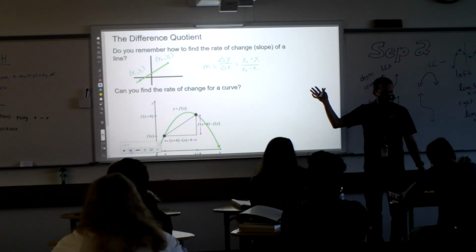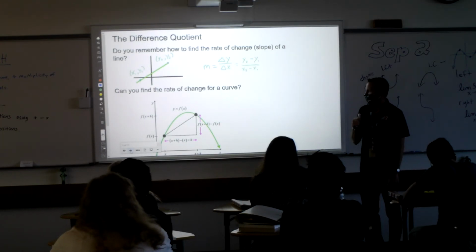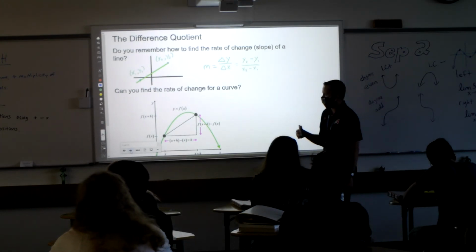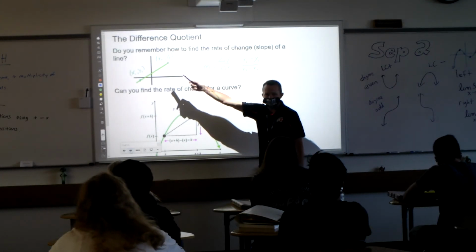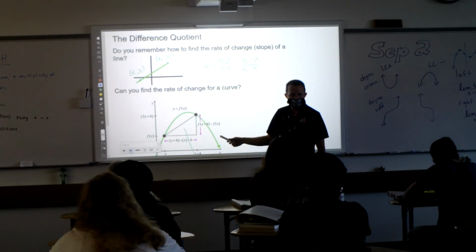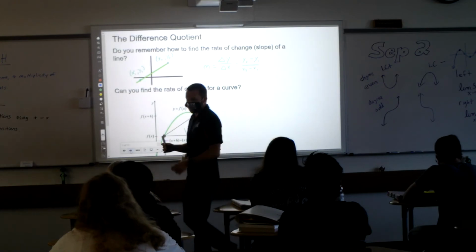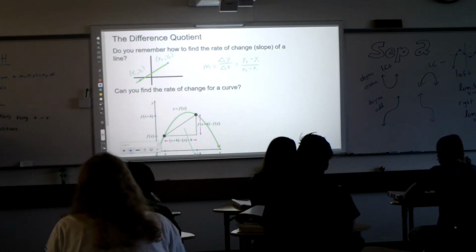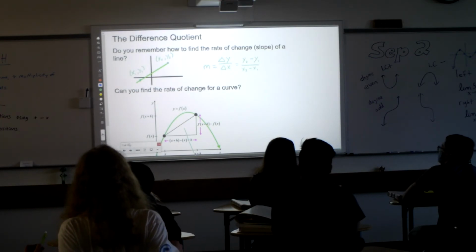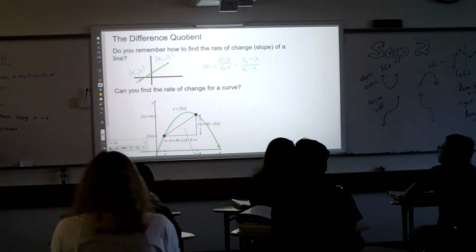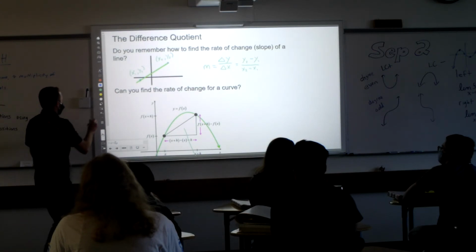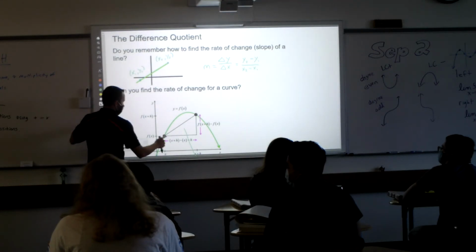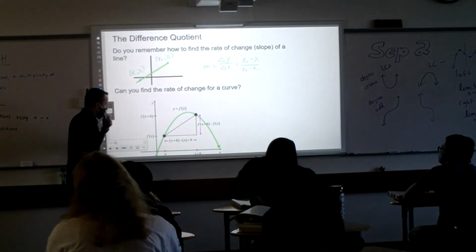You remember that, right? Can you find the average rate of change for things other than lines? Could you find it for a curve? We haven't done that yet, but can we? We're going to use the same formula here, okay? And it looks a little scary, but let me just explain that, and then I think we'll be okay, alright?